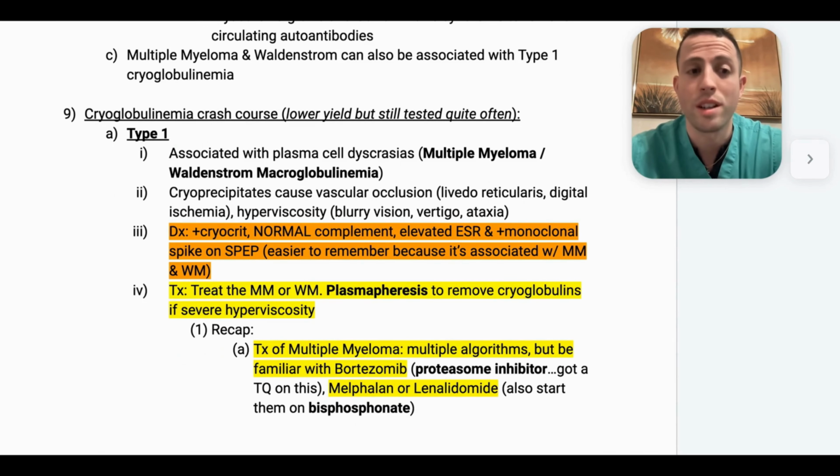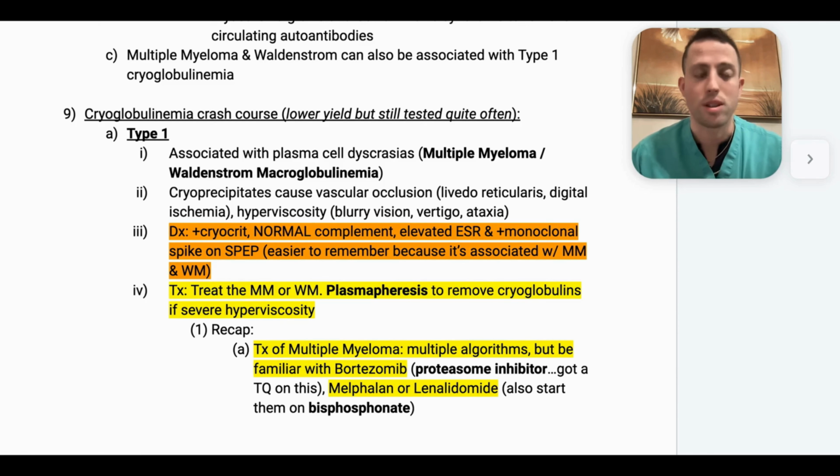And so type 1 cryoglobulinemia is associated with the plasma cell dyscrasias, meaning multiple myeloma and Waldenstrom macroglobulinemia. The cryoprecipitates are going to cause vascular occlusions, so you'll get livedo reticularis, which is that lacy coloration of the skin. Oftentimes it's on the lower extremities. You'll also get digital ischemia.